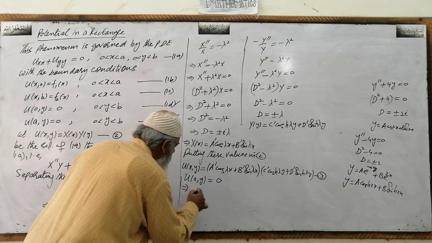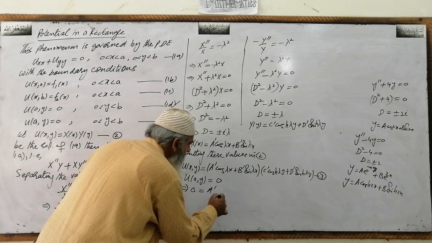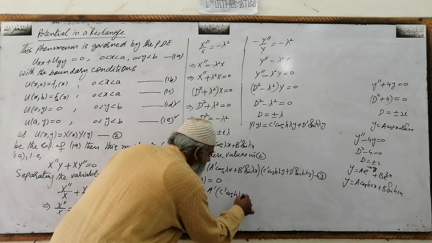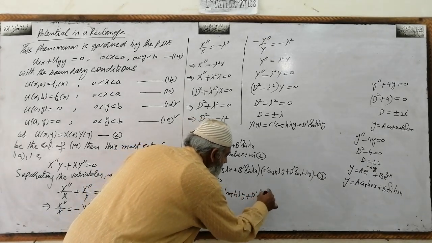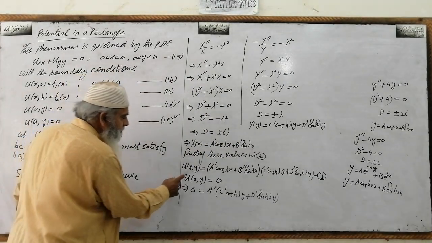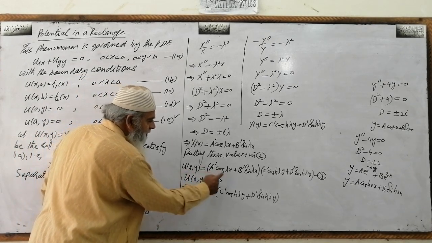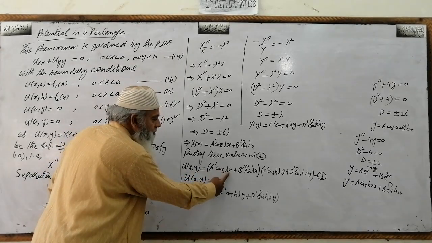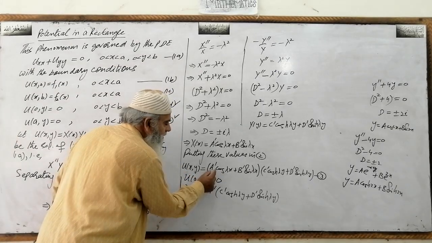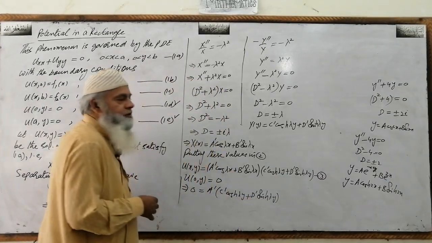This implies 0 is equal to a' into c' cos hyperbolic lambda y plus d' sine hyperbolic lambda y. Am I right? You have put here x is equal to 0. Cos 0 will become 1 and sine 0 will become 0, and you will have only a' here, and this term will remain as it is because this term does not involve x.